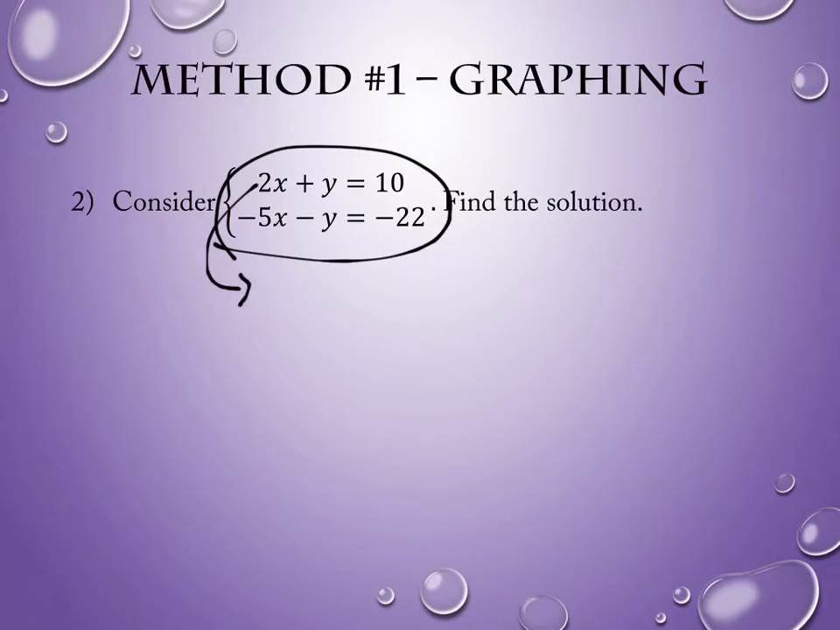So on the first one, if I have 2x plus y equals 10, and I want to solve it for y, I'm just going to subtract the 2x over to the right-hand side. That's not too bad.